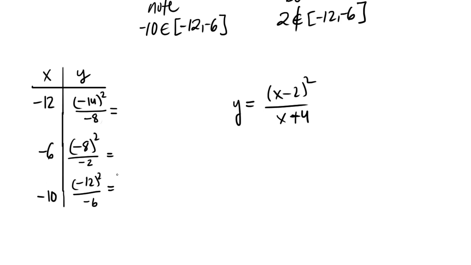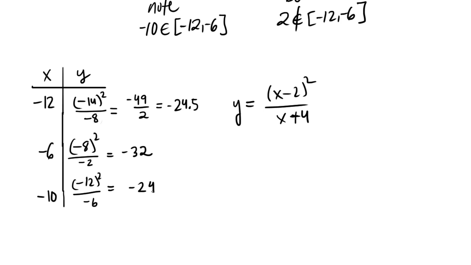14 squared divided by negative 8. That gives us negative 49 over 2. I'm just going to write the decimal here as well to help us with the comparison to see which number is the biggest. This is 64 divided by negative 2, which is negative 32. And this is 144 divided by negative 6, which is negative 24.